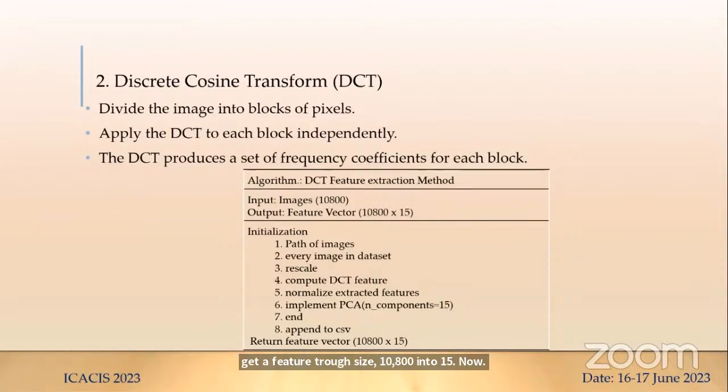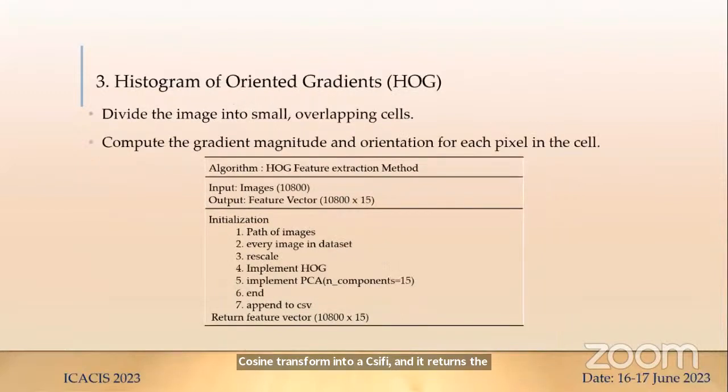So we will look at the steps of this algorithm. First we give the path of images, then it takes every image in the dataset and rescales it to 64x64, and then it computes DCT features, then it normalizes the extracted features, and then we implement principal component analysis. The components we take here are 15, and then we close this loop, and then we append all the information that we got from the discrete cosine transform into a CSV file, and it returns a feature vector of size 10,800 by 15.